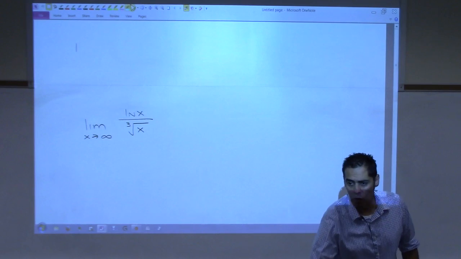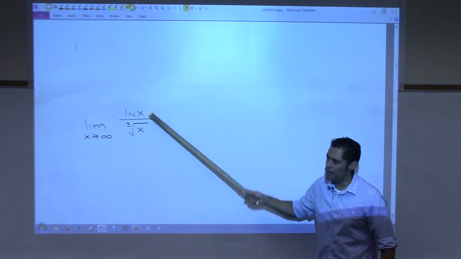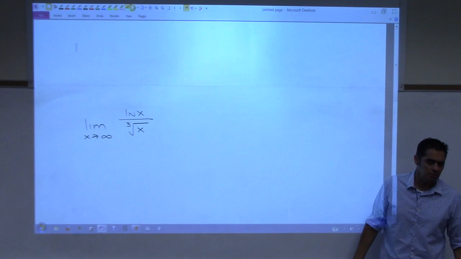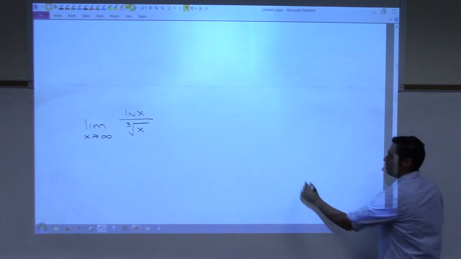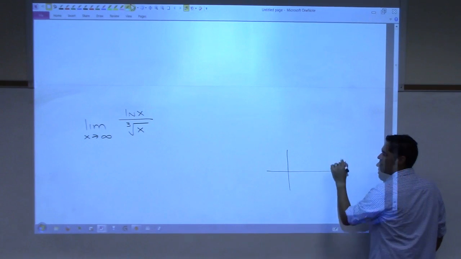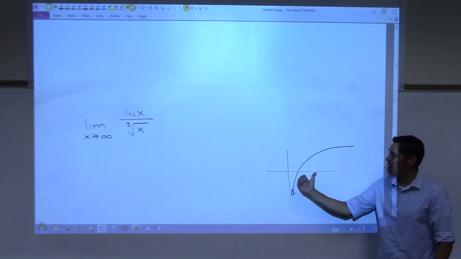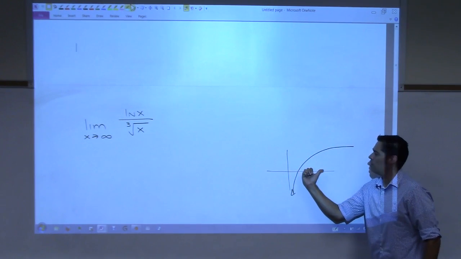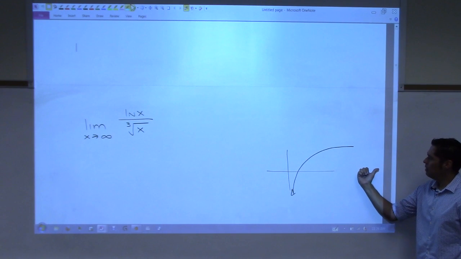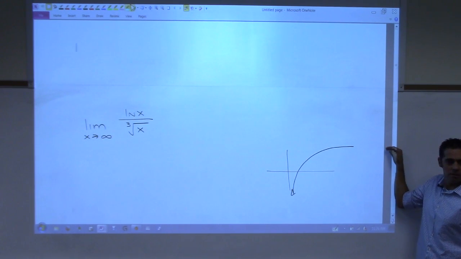So where's the numerator headed? When we say natural log of infinity, what does that mean? That means you're looking at the natural log function, and you're asking yourself what happens as x goes to infinity. So start moving out this way forever. What happens to the function? What happens to natural log of x as you move to the right?